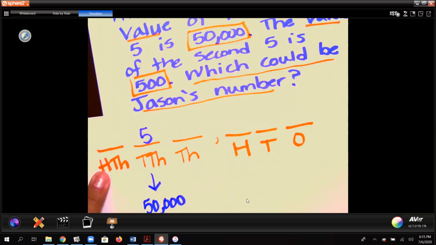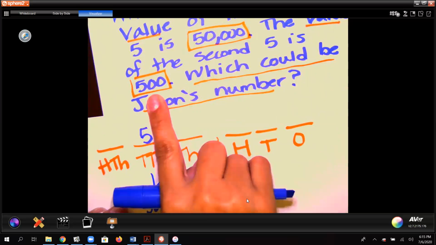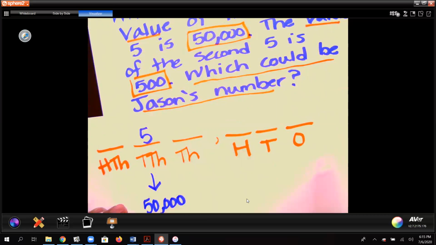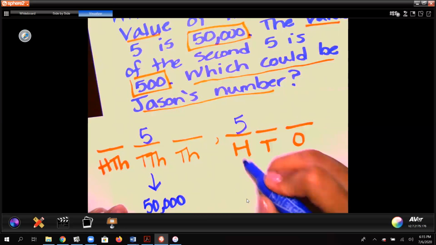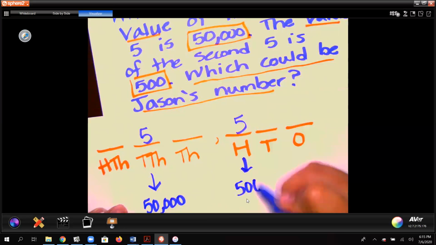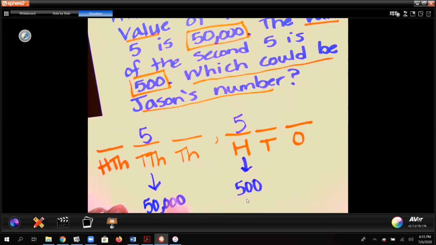Okay. The value of the second 5 is 500. Which one was 500? Let's go back. This would be 5, the ones place. The tens place, 50, 500. So it should be right there. The other 5 should be right there because that one has a value of 500. We don't know what these other numbers are because they didn't tell us. These are the 2 clues that they gave us.